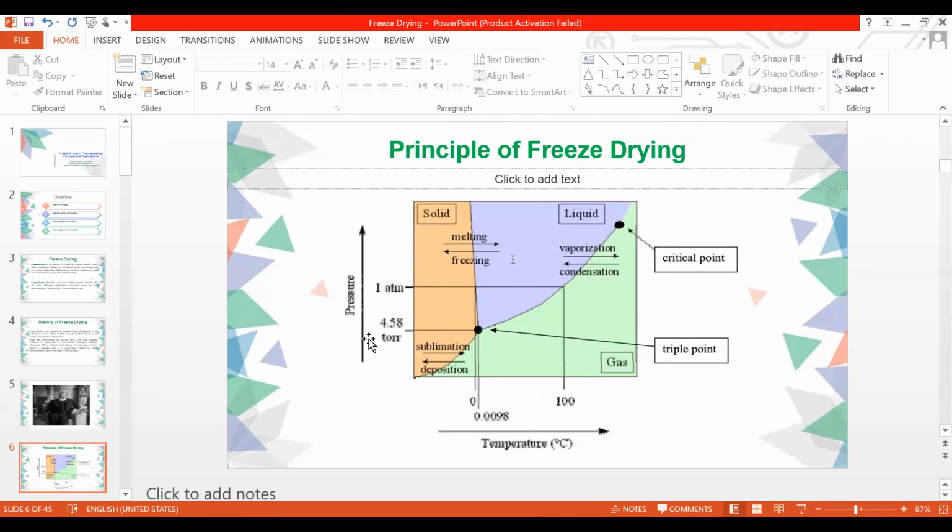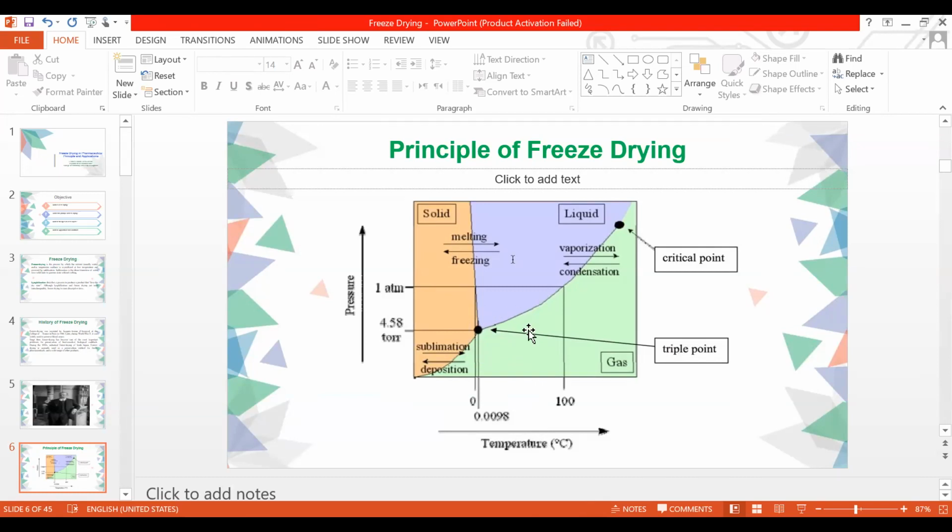When the pressure is 4.58 millimeter of mercury, or torr, and the temperature is 0.0098 degrees centigrade, the water phases solid, liquid, and gas coexist at equilibrium. This point is called the triple point. That means it is the pressure and temperature at which the water phases, solid, liquid, and gas, coexist at equilibrium.